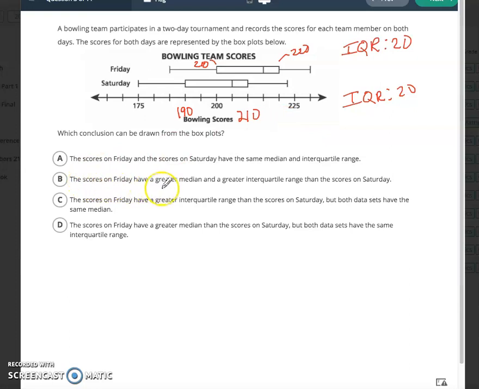So it says the scores on Friday have a greater median, true, and a greater interquartile range, not true. They both have the same interquartile range. So we can skip that one. For C, it says the scores on Friday have a greater interquartile range than the scores on Saturday. We could stop right there. We know that's not true because the interquartile range is the same for both of them. All right. For D, the scores on Friday have a greater median than the scores on Saturday. That's true, but both data sets have the same interquartile range. We figured that out. That's true.